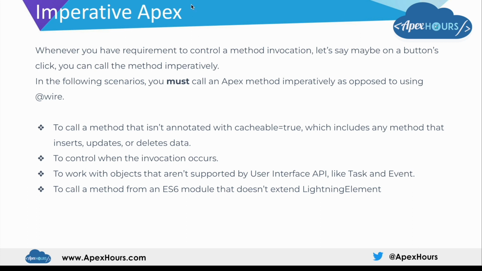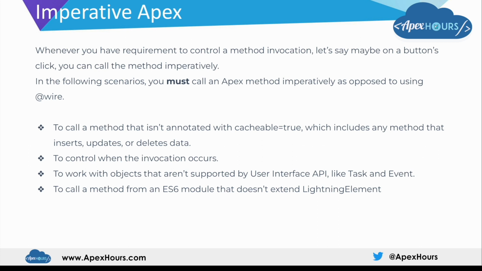Whenever you have a requirement to control a method invocation, maybe on a button's click, or maybe you need to execute a function after some other functionality, or let's suppose you are using a confirm dialog on click of a button, and on the click of OK of that confirm dialog, you have to call an Apex method. In that case also you will be using imperative functionality. In the following scenarios, you can call an imperative method instead of using wire.